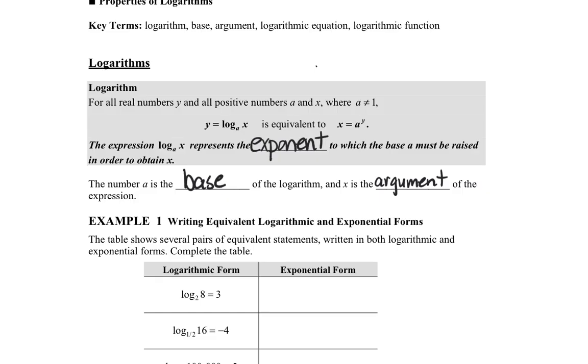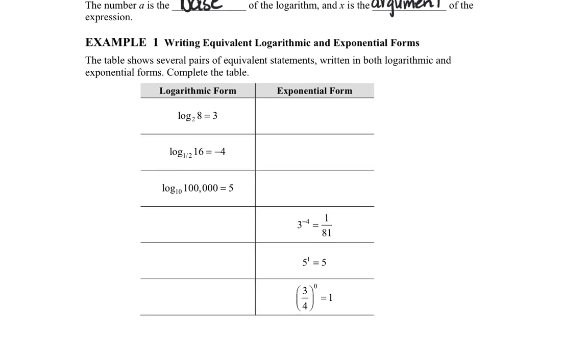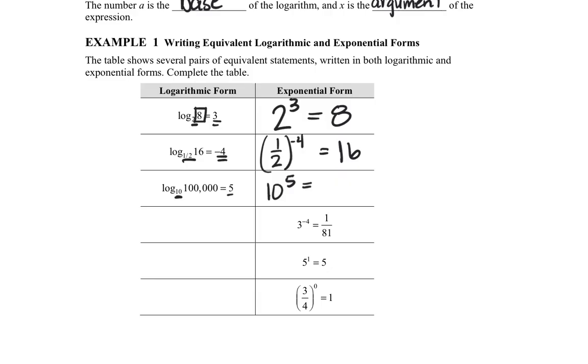So for examples, let's practice going from log form to exponential form. So you take the base, and then you take the number that's over here, and that's your new exponent, and it's equal to this number right here. So 2 to the third equals 8. Take your base, 1/2, since it's a fraction, and this is your exponent: 1/2 to the negative 4 equals 16. 10 to the 5th power equals 100,000.